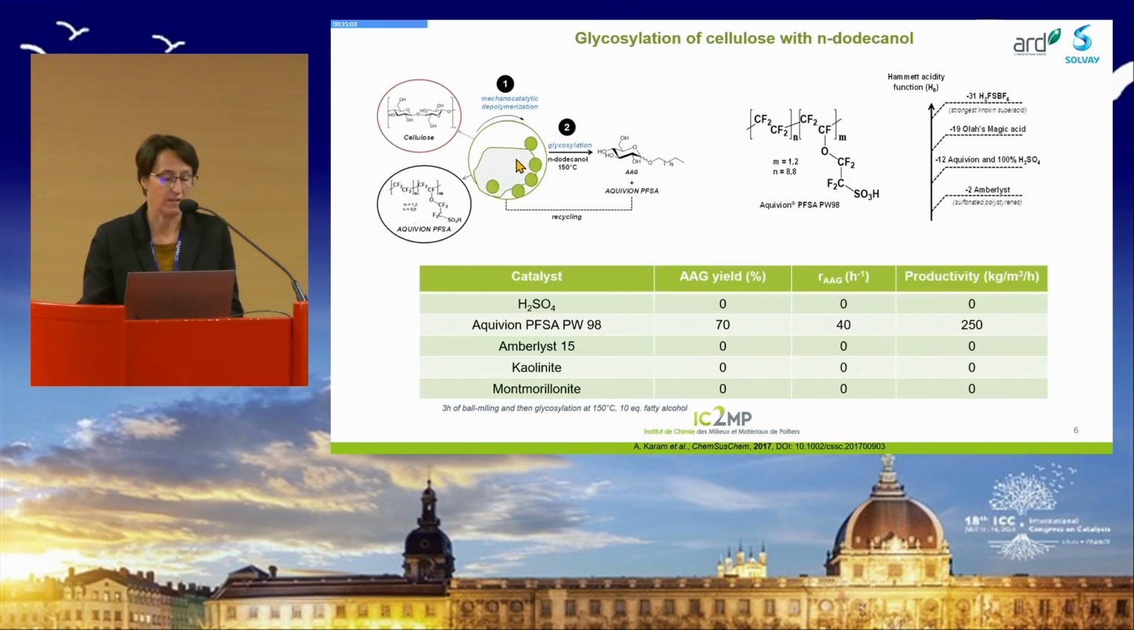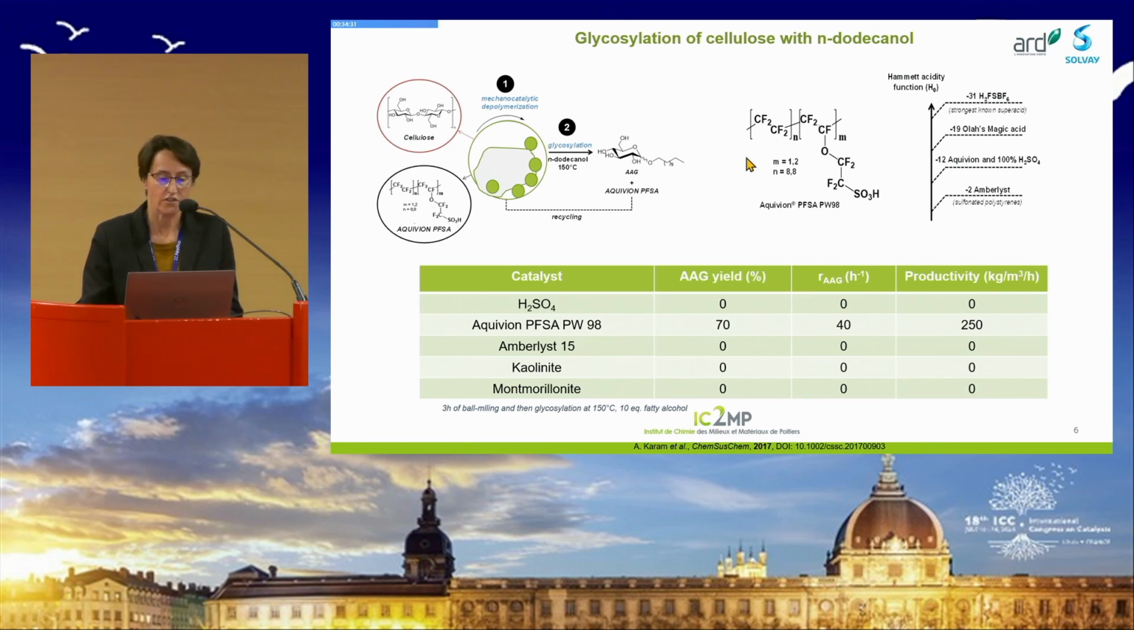So, same process. Here we have the cellulose, heterogeneous catalysis. You do the ball milling, you add dodecanol at 150 degrees Celsius, you obtain your surfactant, and afterwards you recycle your solid catalyst. In the table you see a lot of lines, but it's very easy: a lot of zeros, meaning unsuccessful reactions. And with only one catalyst, the Aquivion, we managed to obtain 70% yield of this alkyl glycoside.